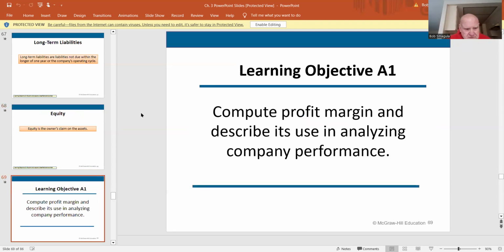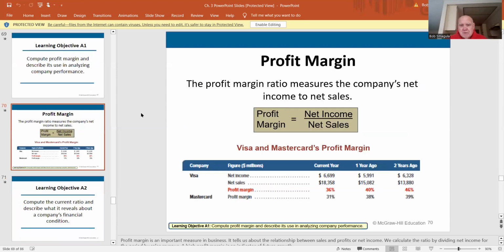Do a little bit of brief analyzing here. Compute profit margin. Oh, this is the first thing investors look at, I bet, huh? When you're looking at a company, are they making money? Money is good. The profit margin ratio measures the company's net income to sales. So take a look at this. Net income divided by the net sales is going to give you a percentage.